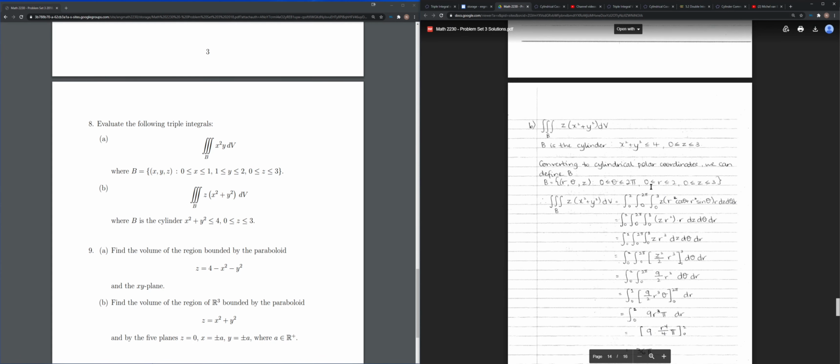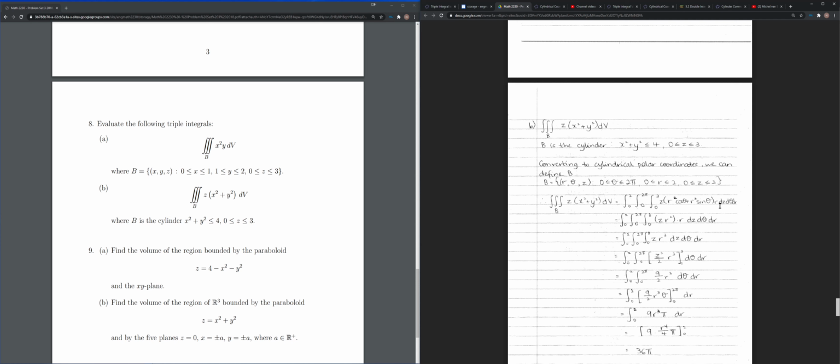Also, as I said, the x squared plus y squared, you're going to get r squared cos squared and r squared sine squared, and that would reduce down to r squared over here. I have the extra r out in front, so what I have is z r squared times r, which gives me z r cubed.